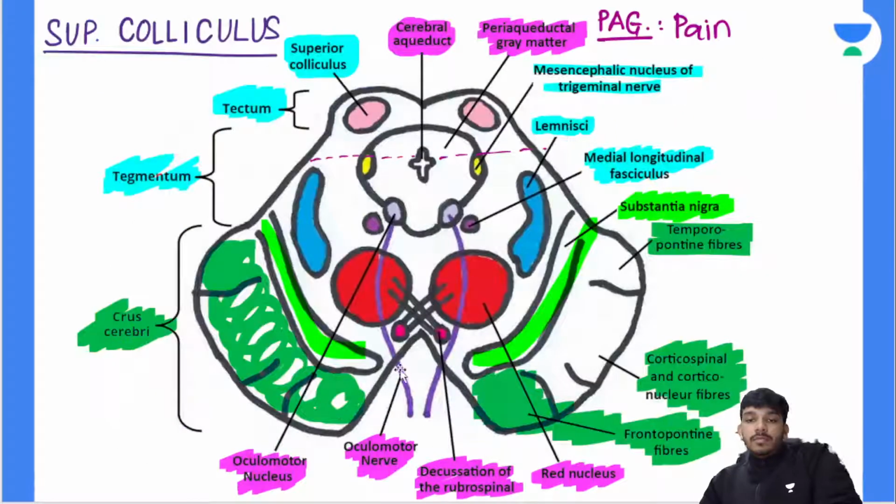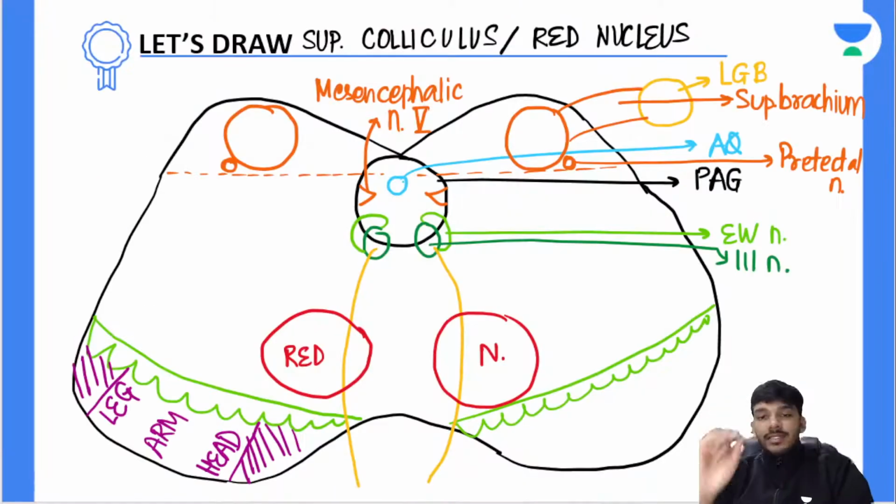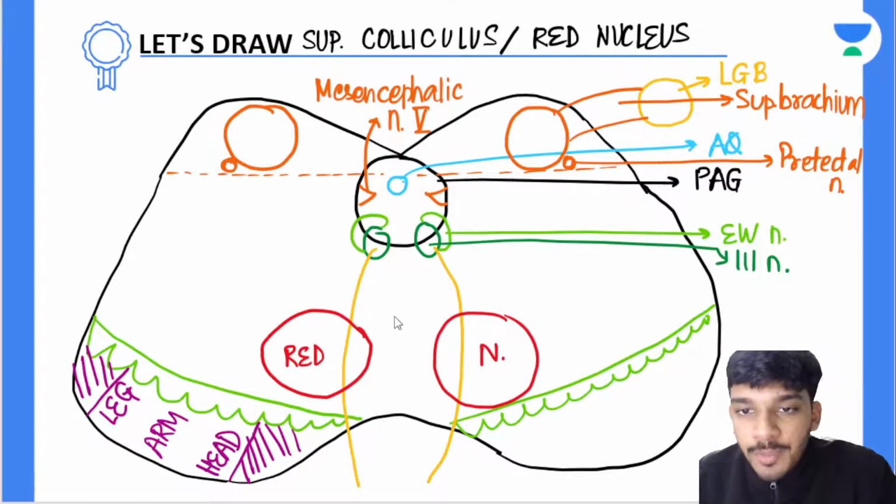Now here in this particular diagram, the decussation of the rubrospinal tract was shown to you, remember? But that is not the only decussation that happens. There are actually two decussations that happen. Okay, so let me show you that in a way that you will understand automatically what decussations I am talking about.